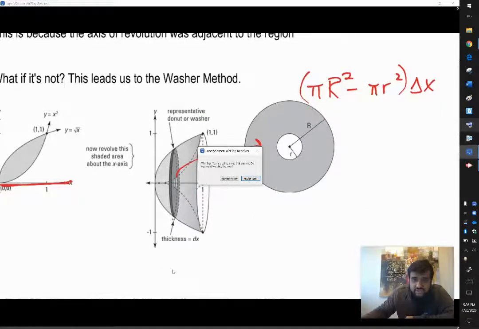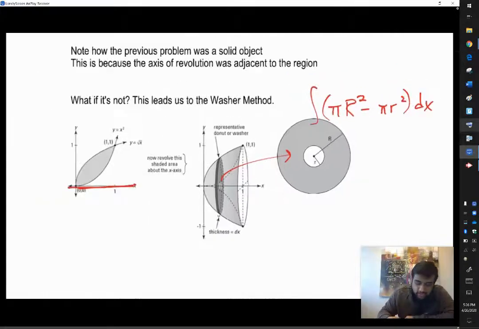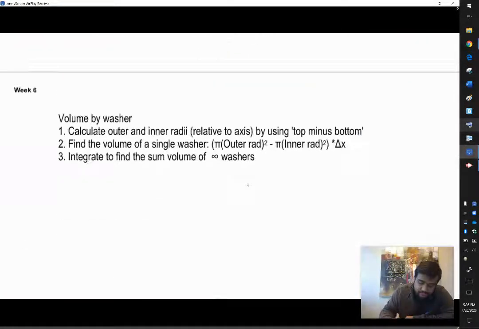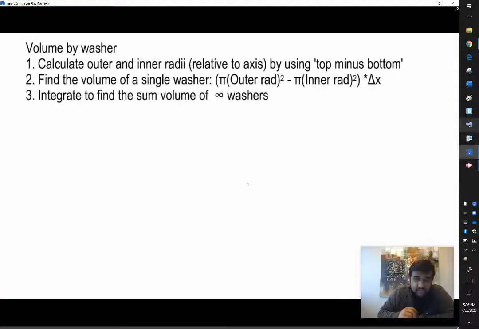All we do then is to integrate and change this to dx, and we can now find the volume of the overall object. It's not quite as cut and dry as this, though. Specifically, you find the volume by washer this way. You first calculate the outer and inner radii, big R and little r, as we usually call them.